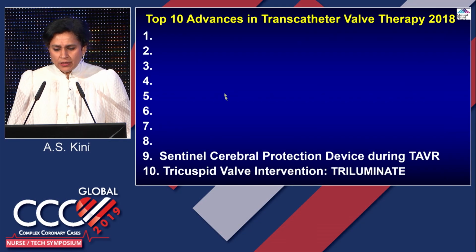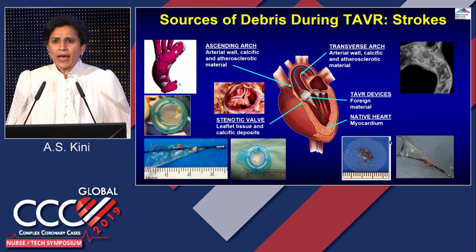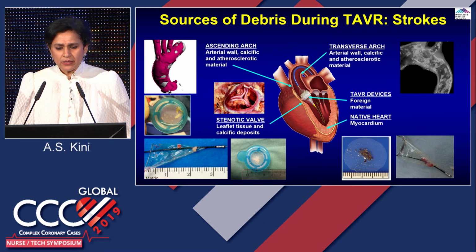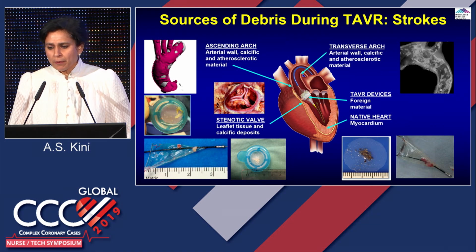The next one is the Sentinel protection device to be used during TAVR. So essentially what happens during TAVR, if you look at it, this is how the aorta looks in this elderly patient: a lot of calcium and atherosclerotic material. This is the CT scan picture of these people.